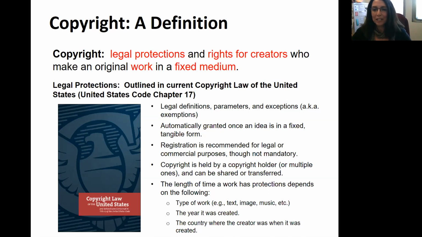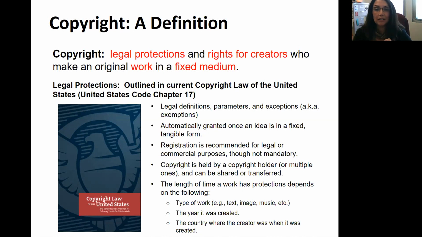However, registration, or getting a copyright through the US Copyright Office, is recommended for legal or commercial purposes. So if I want to make money on it or for legal purposes, I can, but it's not really mandatory.